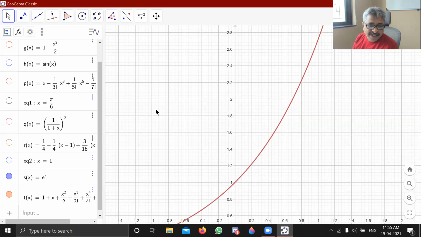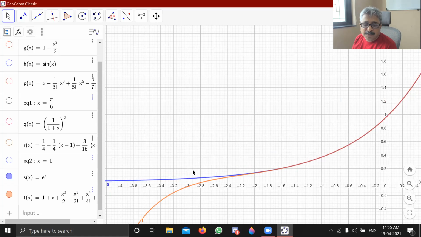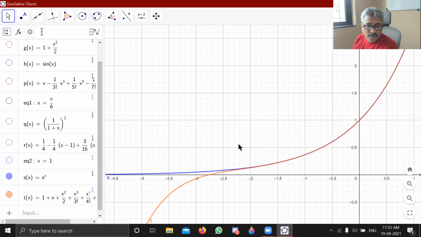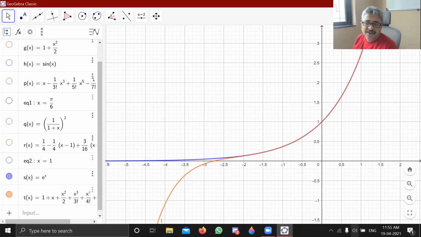Left hand side will not match that easily because when we are writing it as a polynomial, it is a wavy curve, and e raised to x is not a wavy curve. So if it is odd power, it will go to minus infinity. If it is even power, then it will go to plus infinity, and slowly that left hand side will be built.